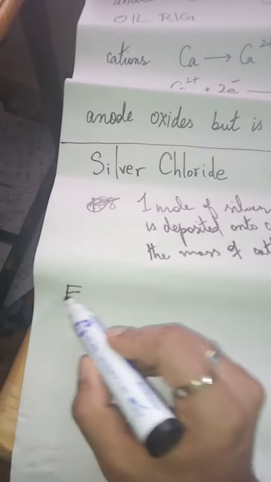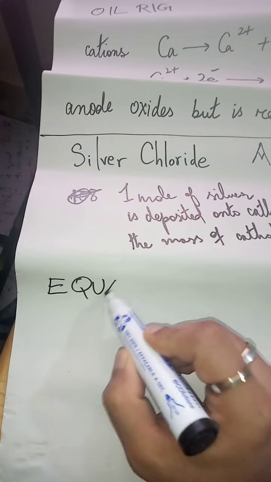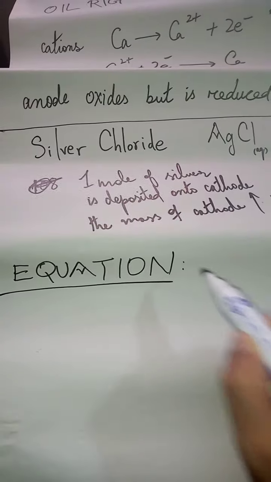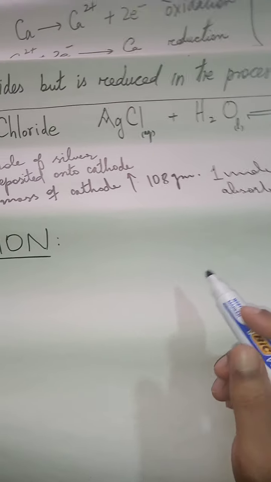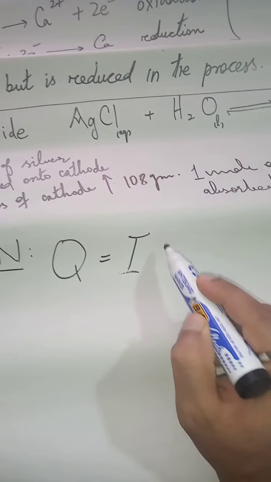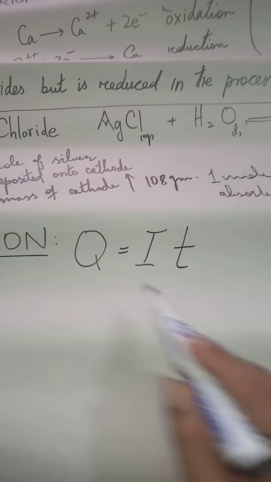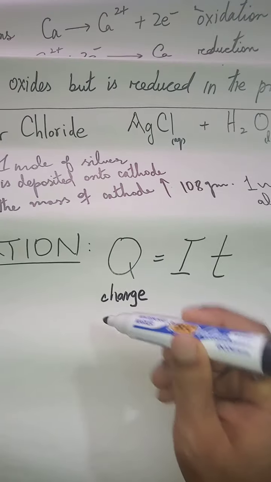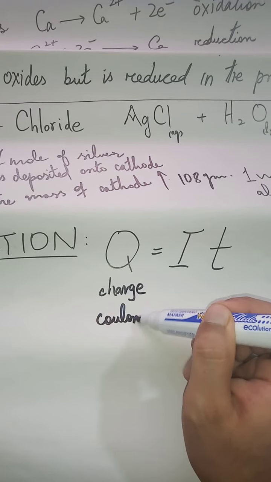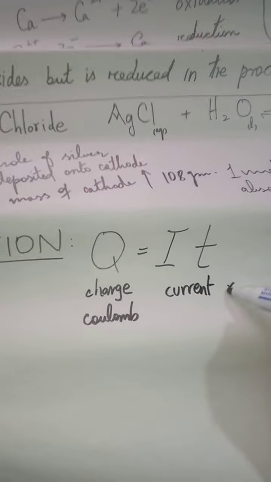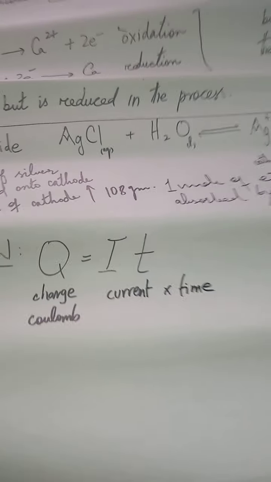So the first equation in electrolysis that students need to be mindful of, which they've come across in physics as well, is Q equals IT. That's charge in coulombs, current times time.